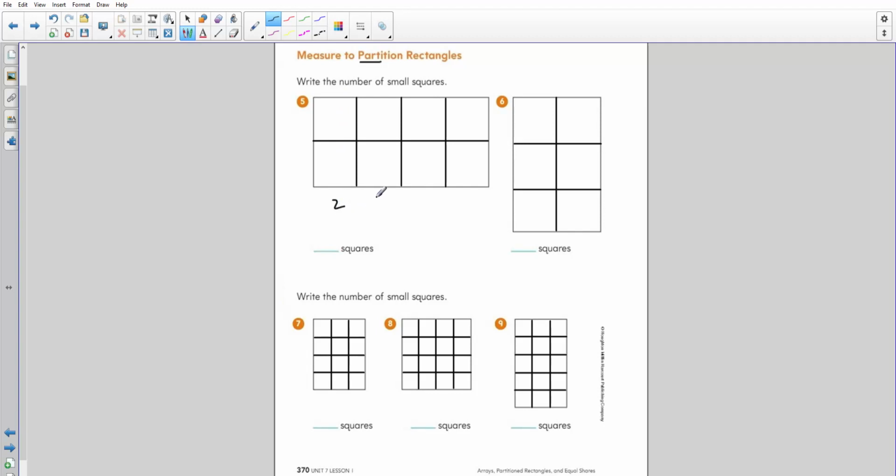So let me just go here to this column. I see there's 2, 2, 2, and 2. If I now use what I learned and add them together, 2 plus 2 is 4. 2 plus 2 is 4. And 4 plus 4 is 8. There's 8 squares.